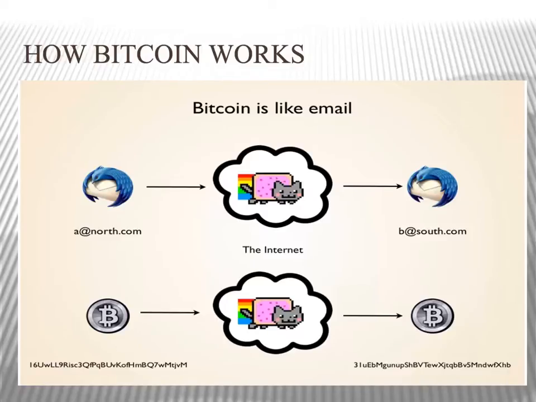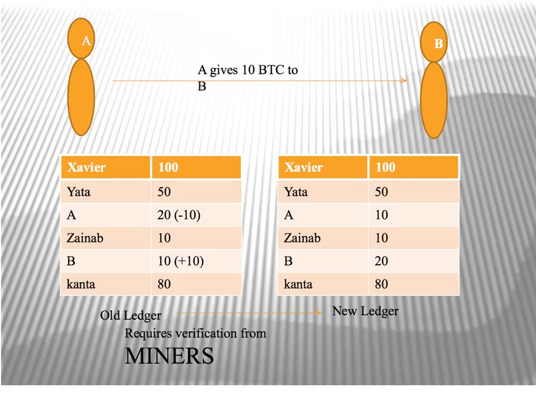Similarly, in the case of a Bitcoin, the public keys of person A and person B are very complex strings of digits and alphabets. These public keys can be obtained by opening a Bitcoin account. There are many service providers which open a Bitcoin account. Now let's say person A has to give 10 bitcoins to person B.